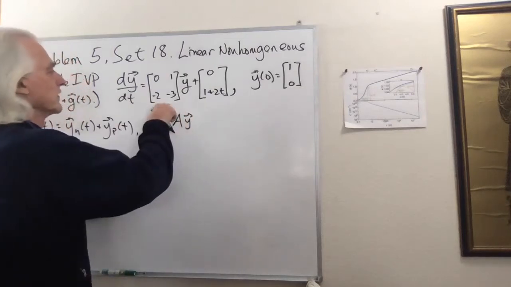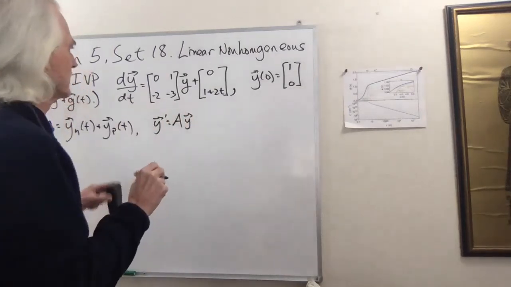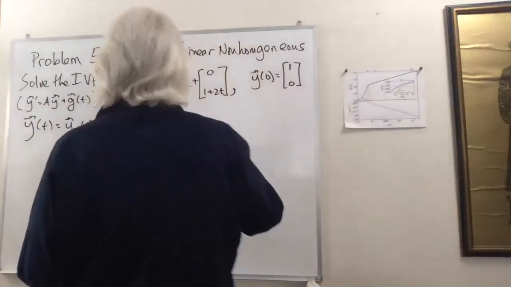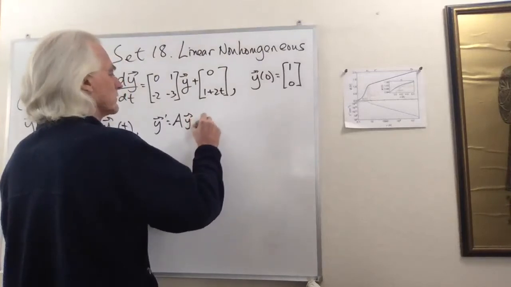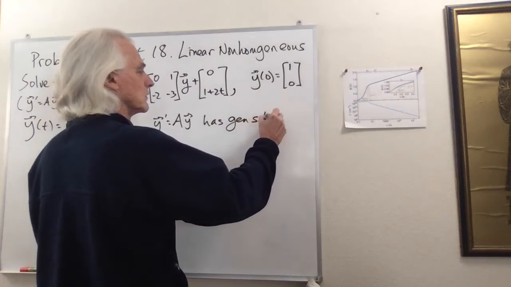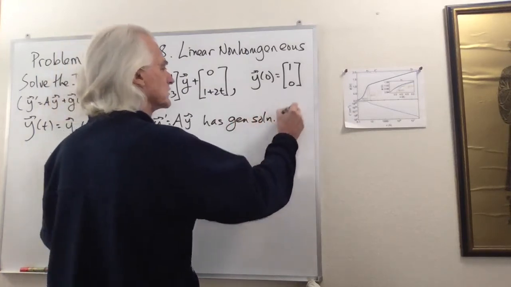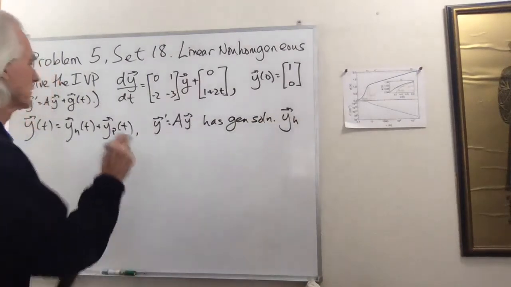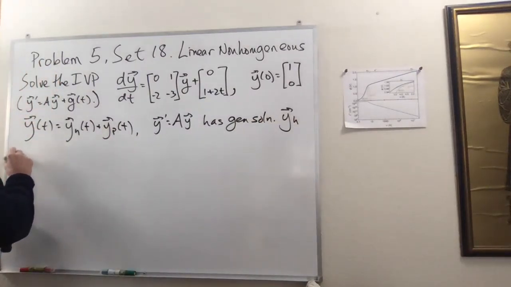All right, and there's the A. So we need to find the eigenvalues and eigenvectors of A. By the way, yh is a general solution to the associated homogeneous equation. So let's find the eigenvalues.